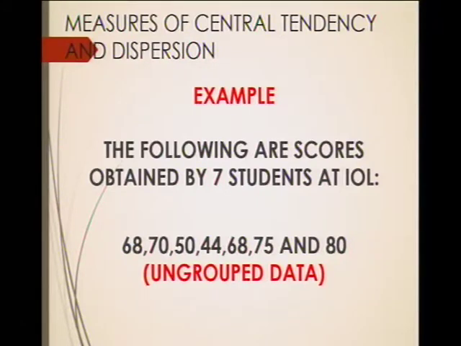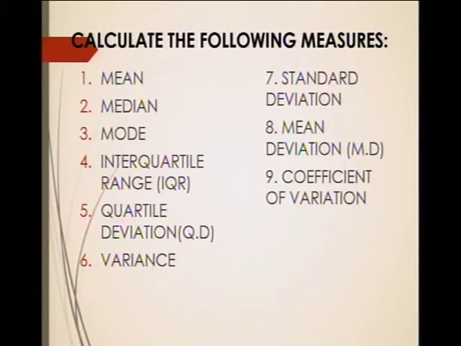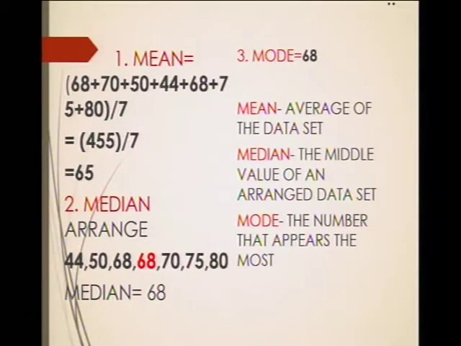What do they want us to do with this data? They want us to calculate the following measures: the mean, the median, the mode, the interquartile range, the quartile deviation, the variance, standard deviation, mean deviation, and coefficient of variation. For the mean, we just add everything together and divide by 7. That one is known by everyone, isn't it? Then for the median, we arrange the data set from the smallest to the highest, and then we see what number is in the middle. The mode is the most frequent element in the data set, which is 68.